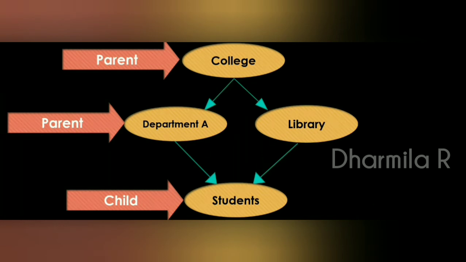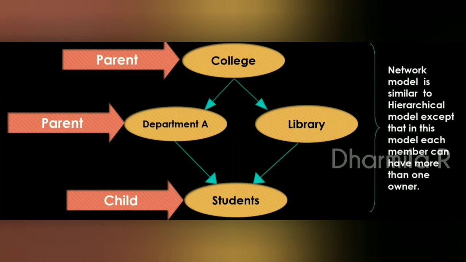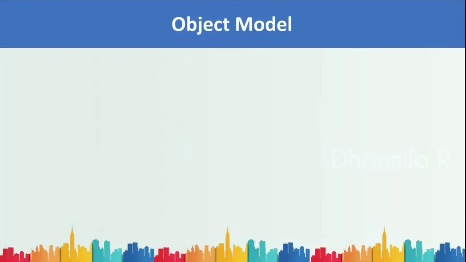Actually this network model is similar to the hierarchical database model, that is the previous model, but with only one difference. In hierarchical, that is the previous model, one child will have only one parent, but here in the network model one child will have many parents, that is many owners. So now let us move on to the next topic, that is the object model.